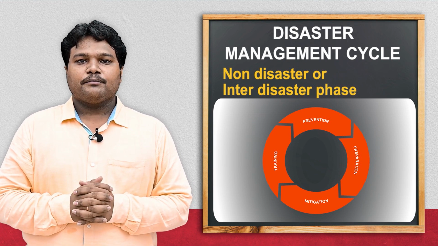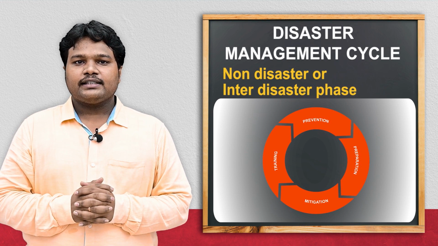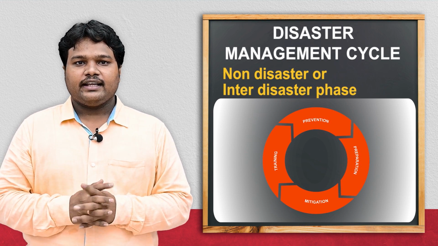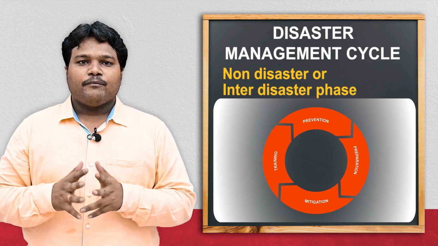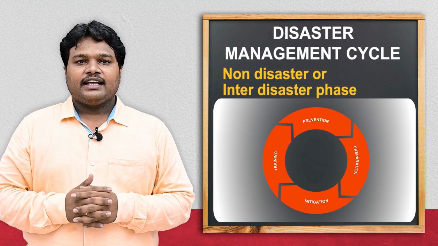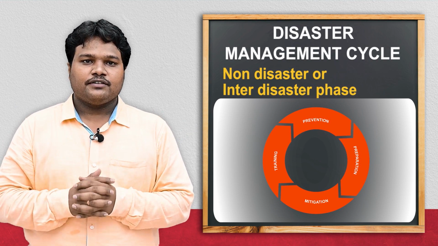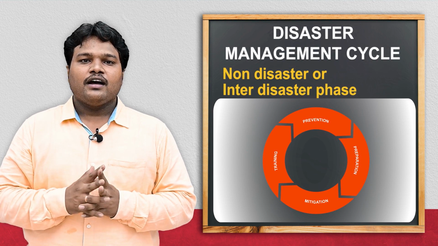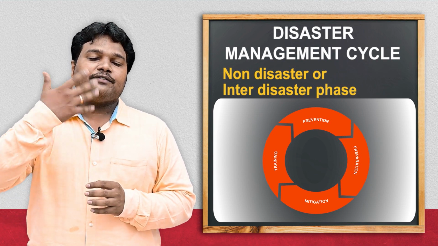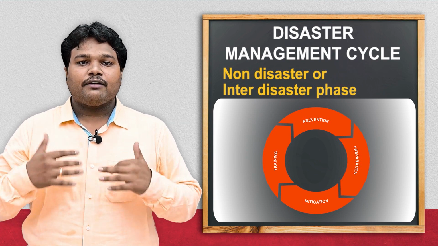And next, in the pre-disaster or inter-disaster phase, what are we going to do? We conduct preparedness, preventive aspects, mitigation, and then education and training. What is meant by preparedness? In preparedness, we will train the community population. For example, if floods come, how to escape from those floods. Another example is in industries, if any fire comes, how to overcome it and escape from that fire. That is nothing but a disaster drill to save our lives.